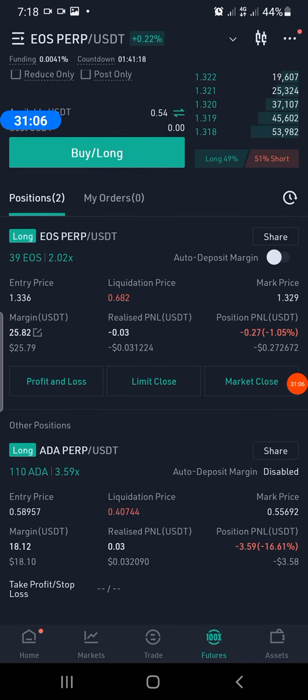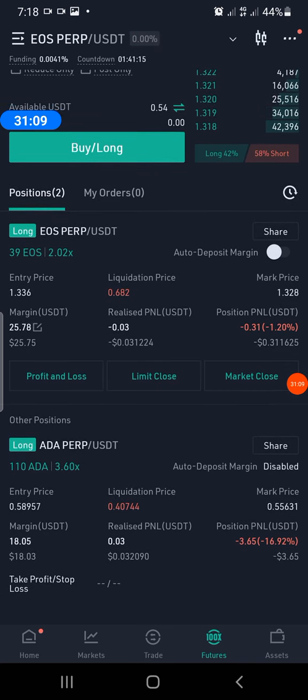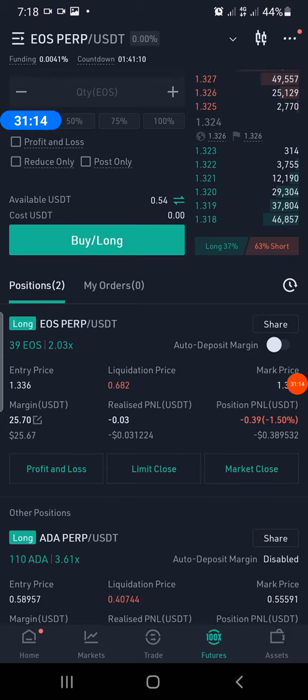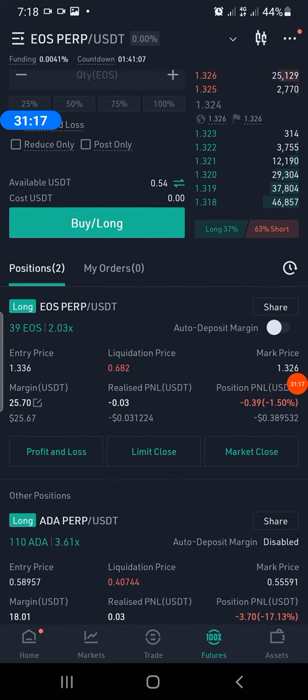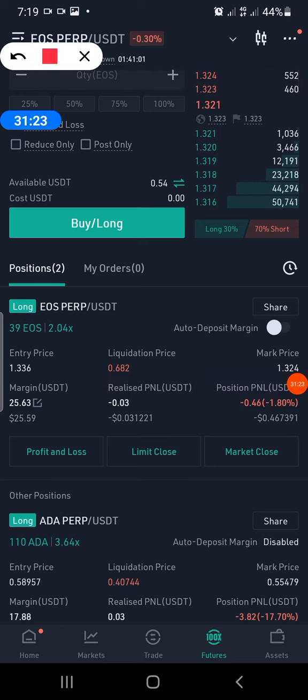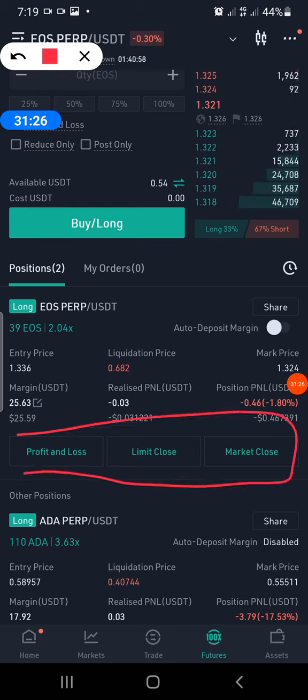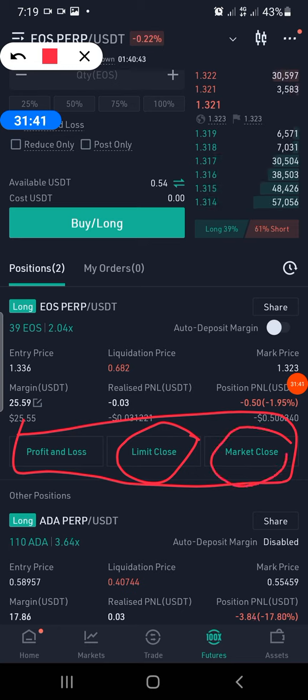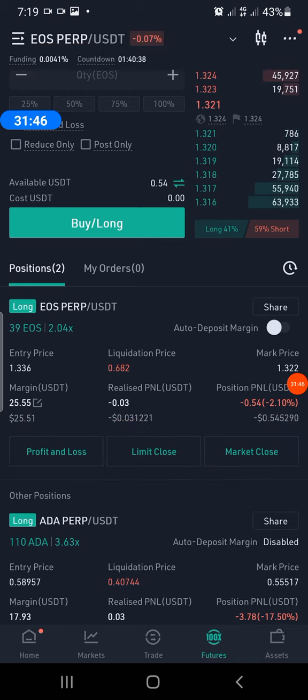So now your order has successfully matched. What you have to do, because the market keeps going down, is come to this area. This is where you can edit your parameters. For example, take profit. You can put your take profit and stop loss here. You can put your limit close here. You can put your market close here. So let's remove this and explain take profit.